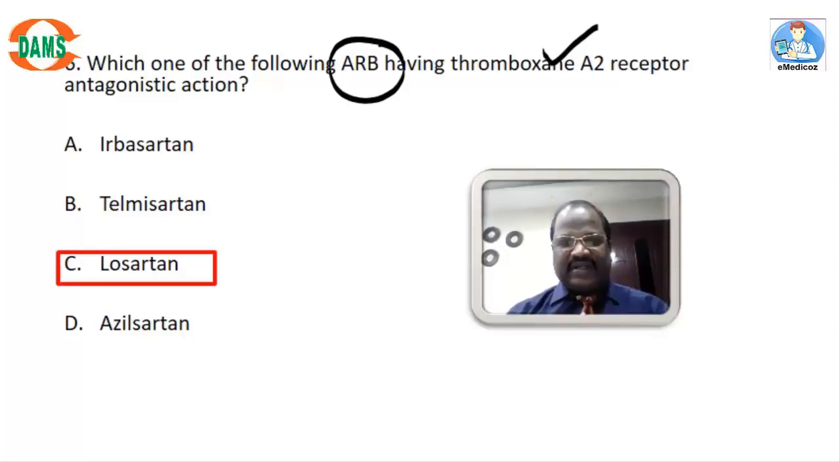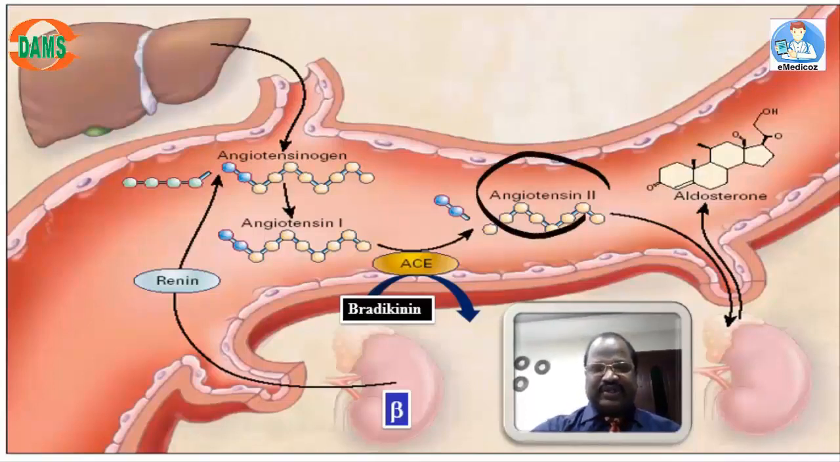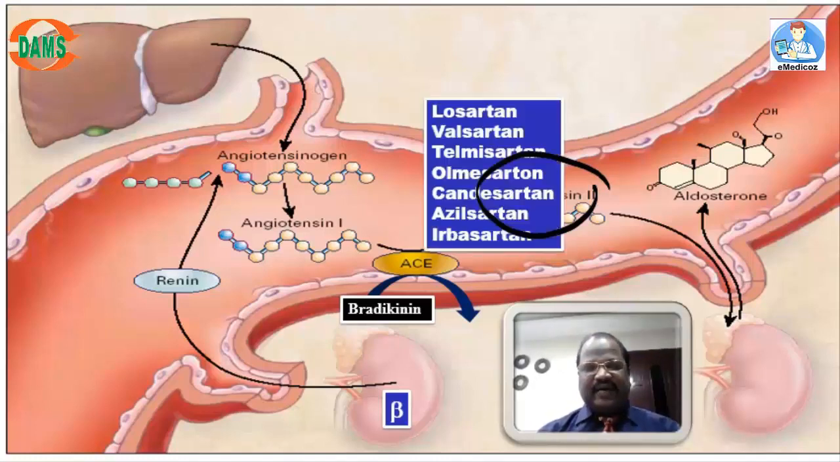Now, what we are going to discuss is the various examples for ARBs and the important properties we are going to study. For example, angiotensin 2 acts on the angiotensin 2 receptor. There are some drugs that block the actions of angiotensin 2 at the receptor level. They are called ARBs.